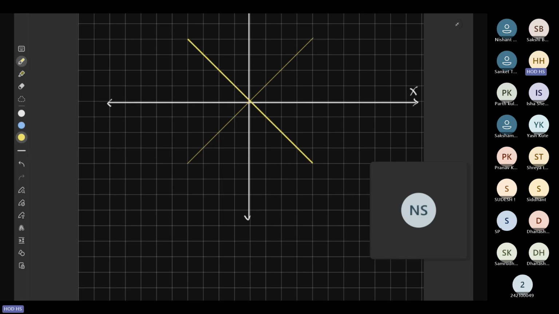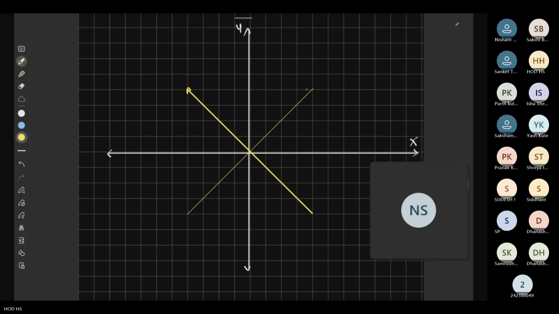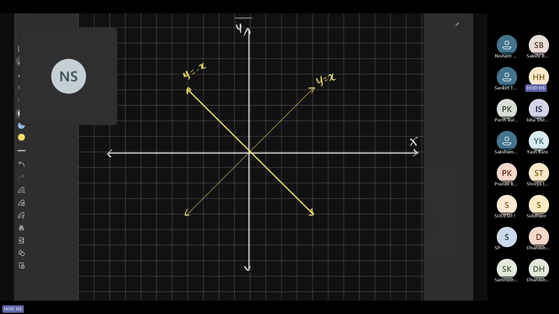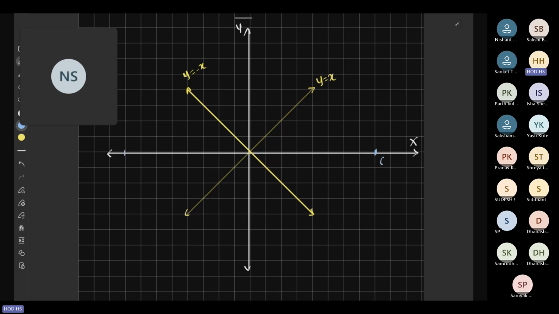So these 2 lines are my tangents at the origin, given by y is equal to x and y is equal to minus x. Then I have 2 intercepts, namely at value a. I have calculated at distance 7. No, I will calculate at, let's say, 8, and here also at distance 8. So I will call this point a comma 0 and minus a comma 0.